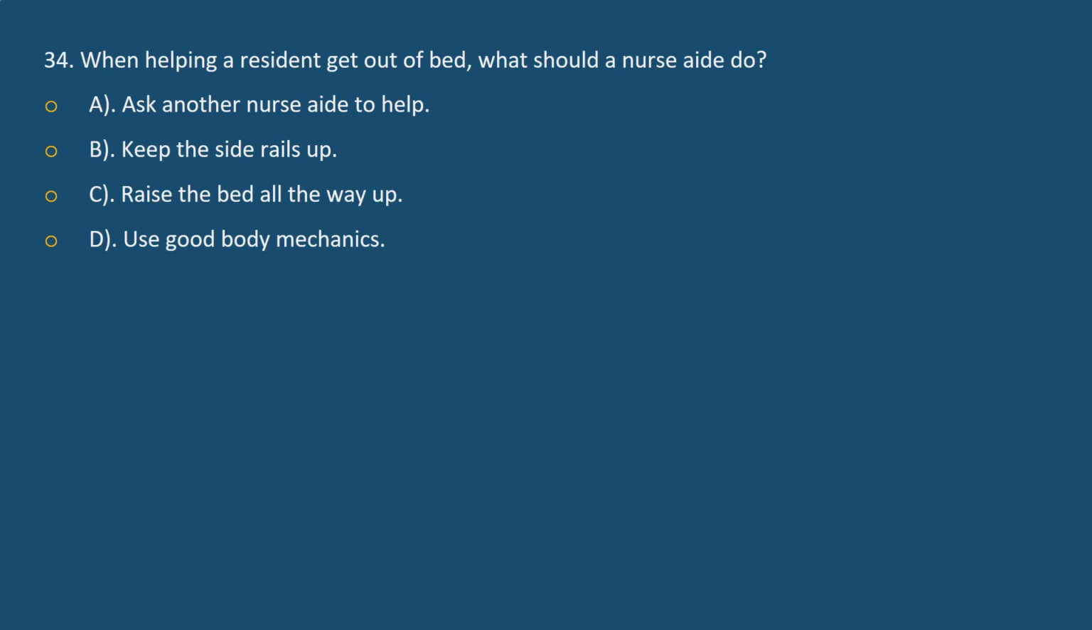Question 34. When helping a resident get out of bed, what should a nurse aide do? A. Ask another nurse aide to help. B. Keep the side rails up. C. Raise the bed all the way up. D. Use good body mechanics.